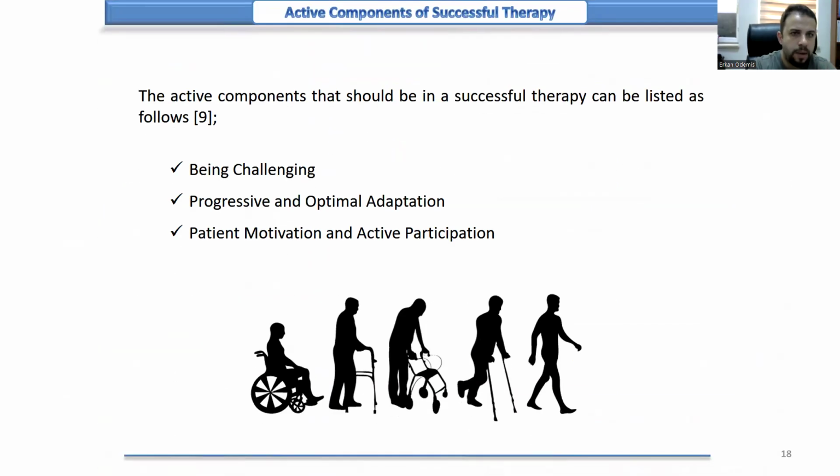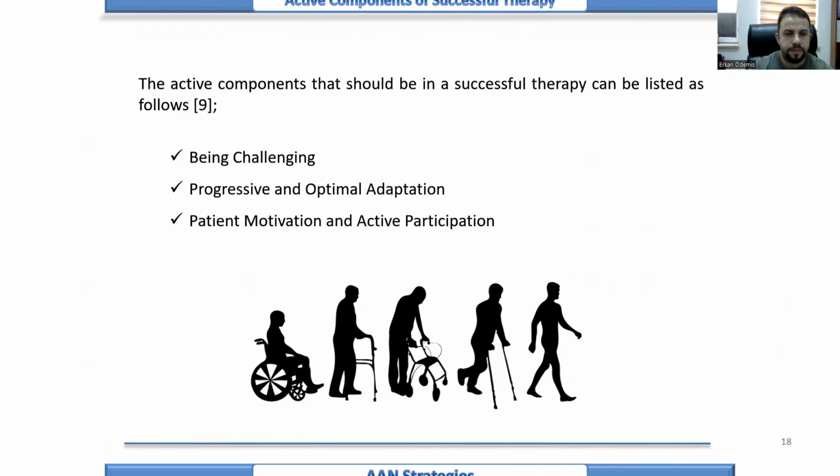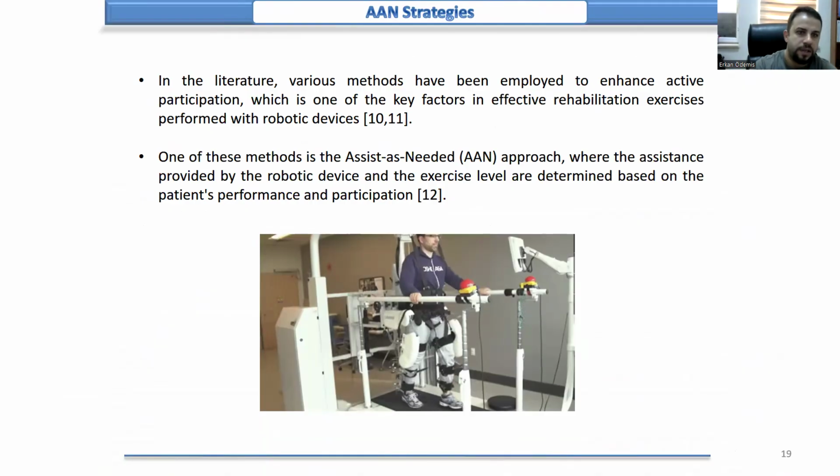I also want to talk about the active components of a successful therapy. The components that should be in a successful therapy are: therapy must be challenging for the patient, therapy must be progressive and have optimal adaptation, and another important factor is patient motivation and active participation. In the literature, various methods have been employed to enhance active participation, which is one of the key factors affecting rehabilitation exercises performed with robotic devices.